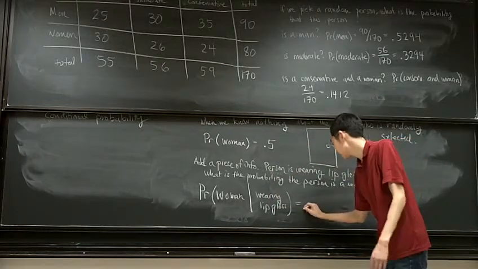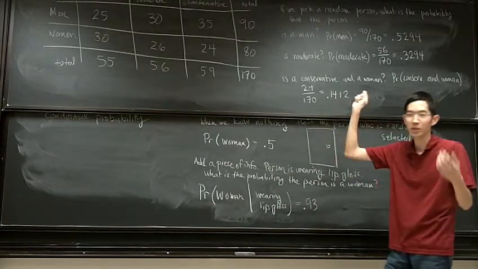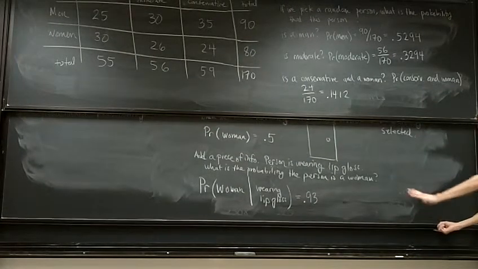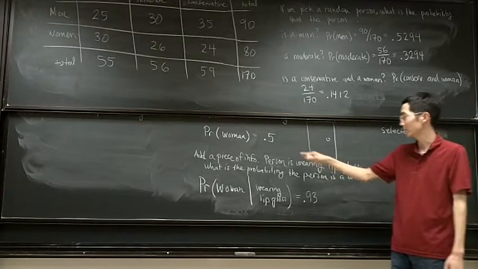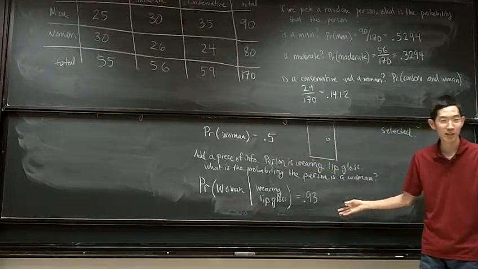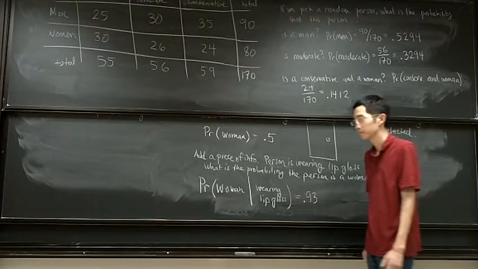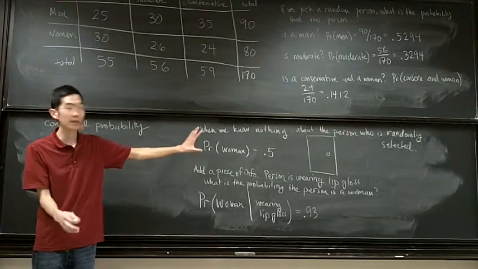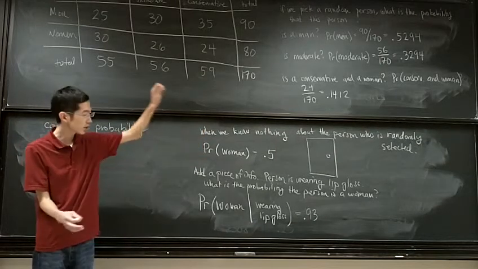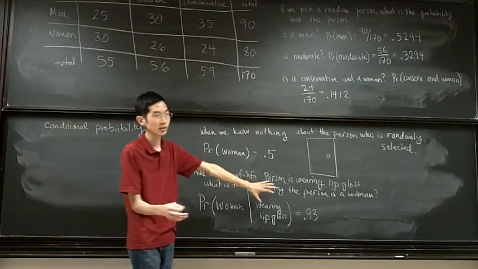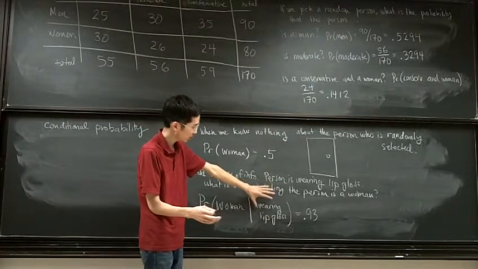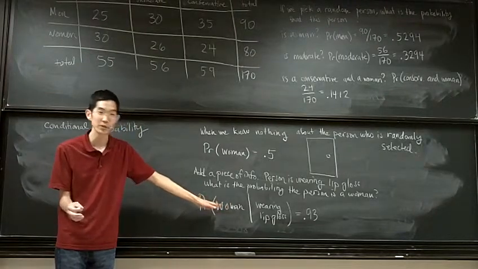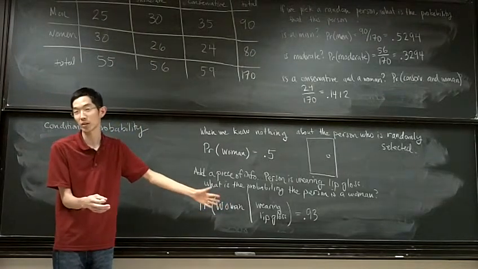Making up a number, 0.93, I don't know. I just made up this number. The key being that it's no longer 0.5, but a higher number. So does that concept make sense? When we know something else, that could change what we know about this person, or what the other thing is.